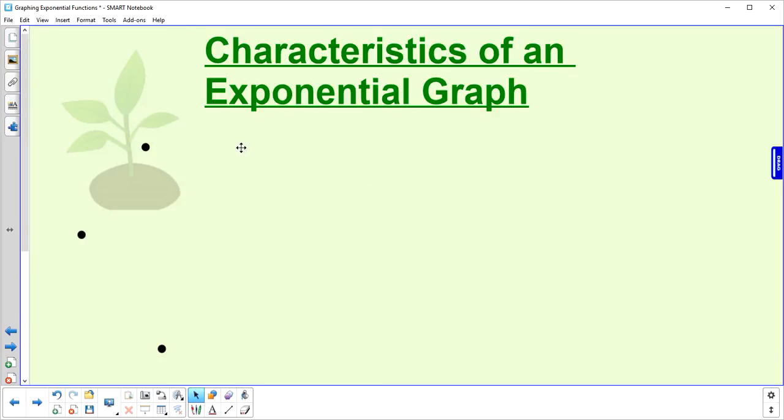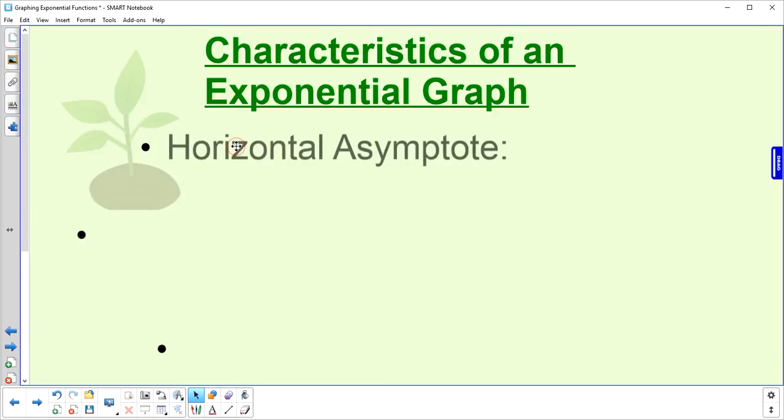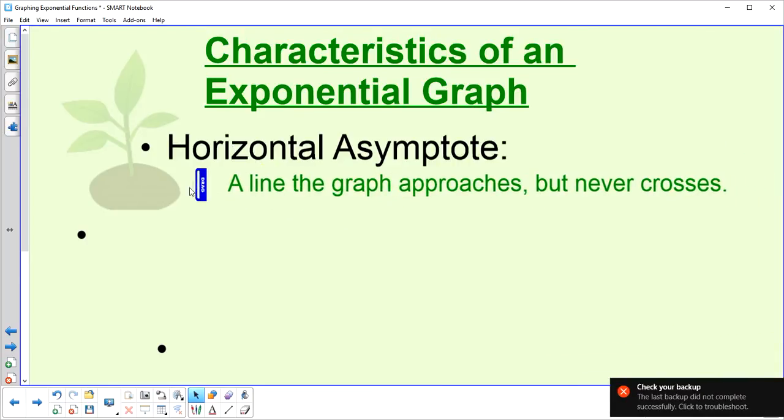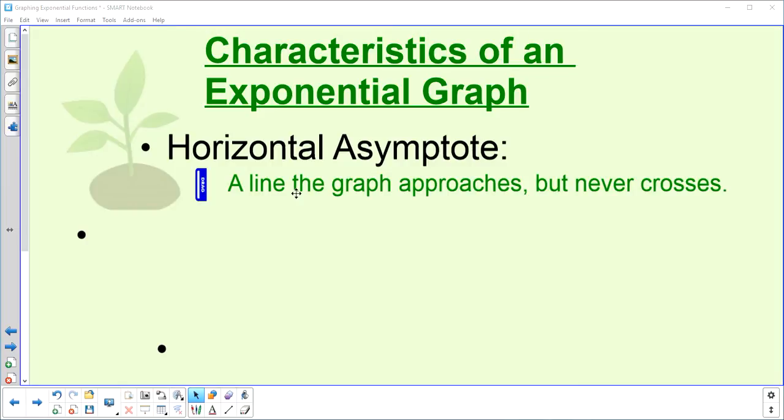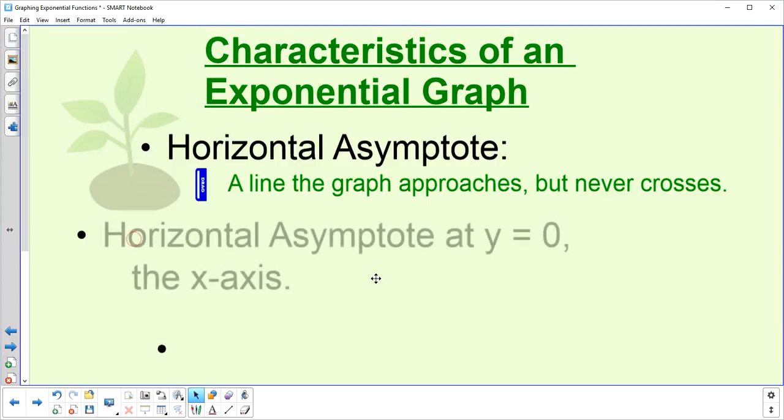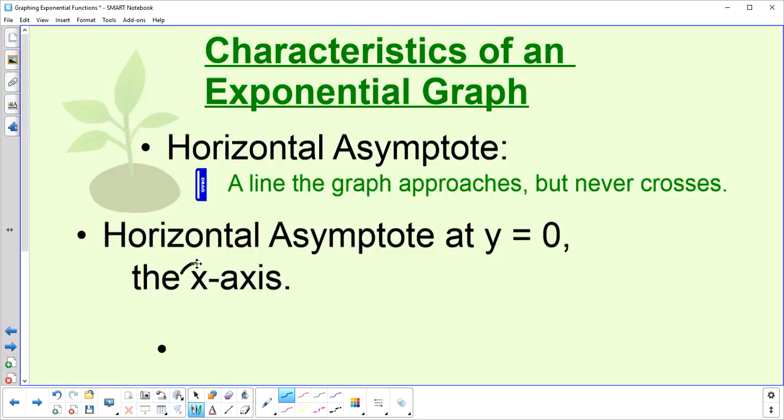A couple other things is every exponential graph has what is called a horizontal asymptote. And a horizontal asymptote, definition of that, is a line the graph approaches but never actually crosses. So it's going to get really close to it as x gets really big or really small, but it's never actually going to cross it. And for our graphs, the y equals 0, or the x-axis, is always your horizontal asymptote. So it's probably easiest just to remember your x-axis. Your graph is always really going to get really close to it, but never going to actually cross it.